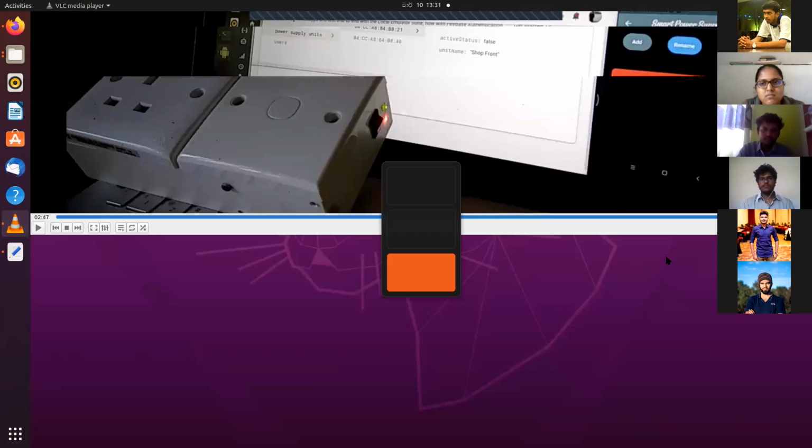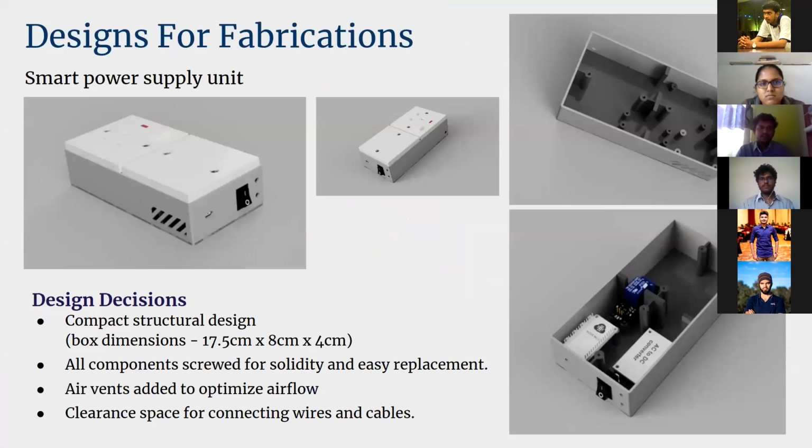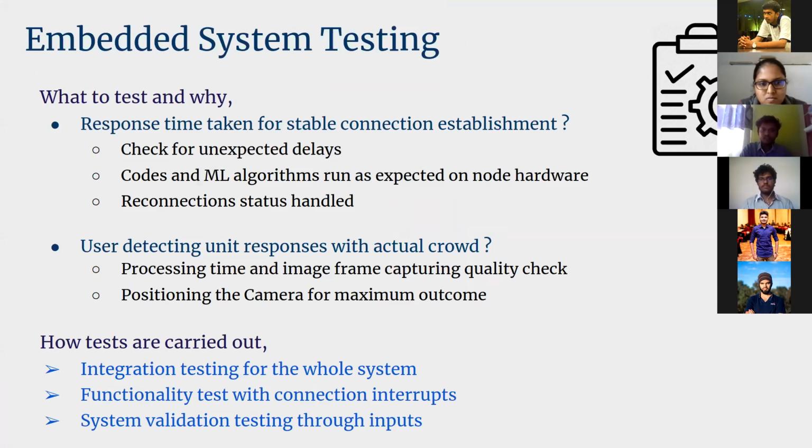That's the functionality of that. And for the design, we are going to do this. This is the 3D design we have done. We developed a compact structure, and we'll be screwing all components to the surface for solidity. Air vents are included to optimize the airflow, and also some clearance space for connecting wires and cables.